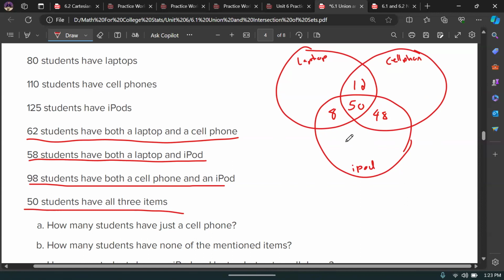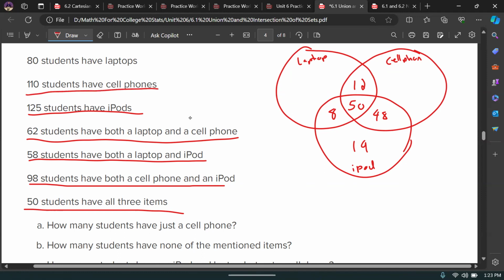So now let's look at the iPods. I have 125 in total. Well, look how much we've already accounted for with the iPods. We have 58 and 48, which adds up to 106, I want to say. So that's 106, and there's 125 here in total. That leaves 19 people left over with just an iPod, but nothing else.